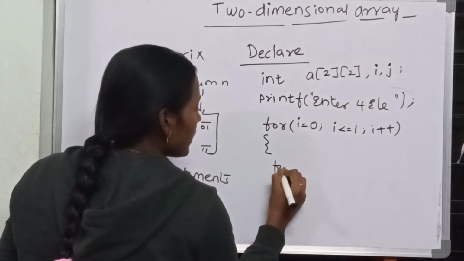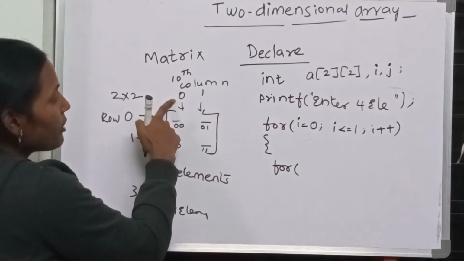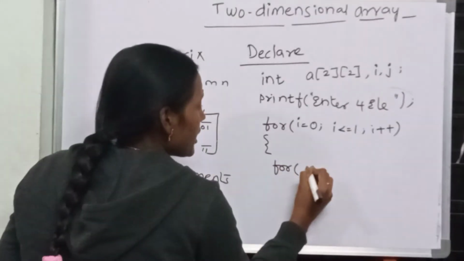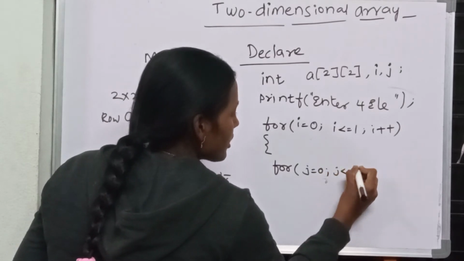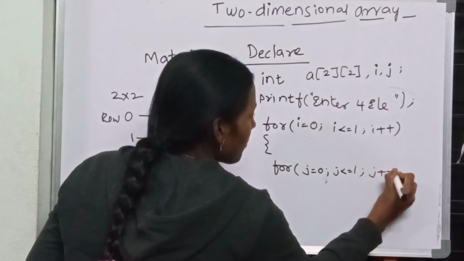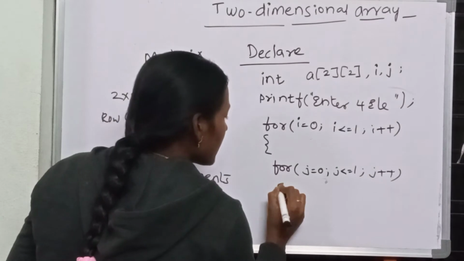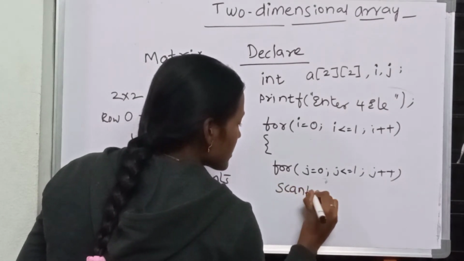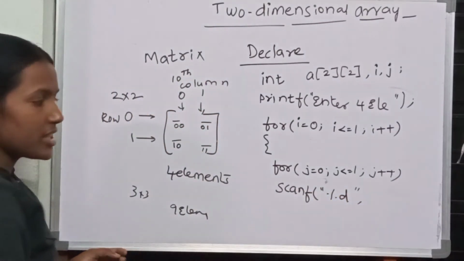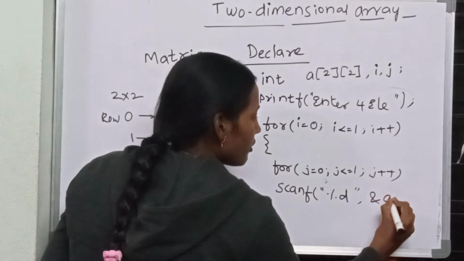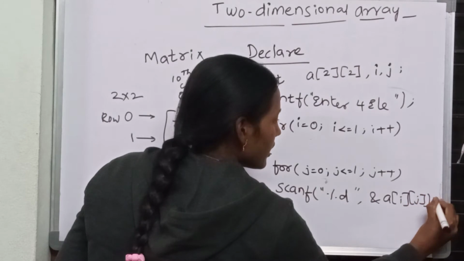Now how are we starting the column? We are starting the column from 0 to 1. j is 0, j less than or equal to 1, and j plus plus. Now what we have to do is accept the values. So we write scanf, %d, because we are working with integers. Now ampersand of A of i, j, and close this.